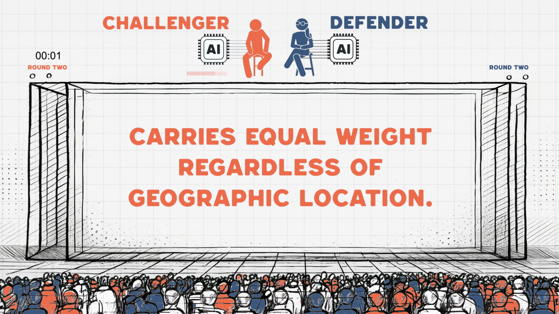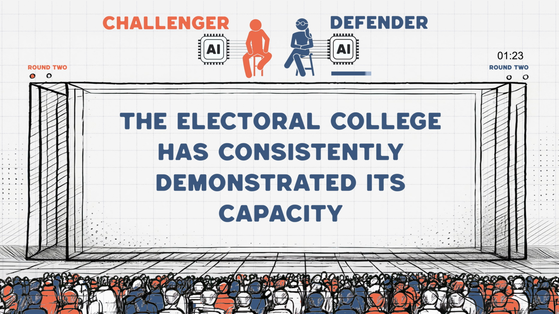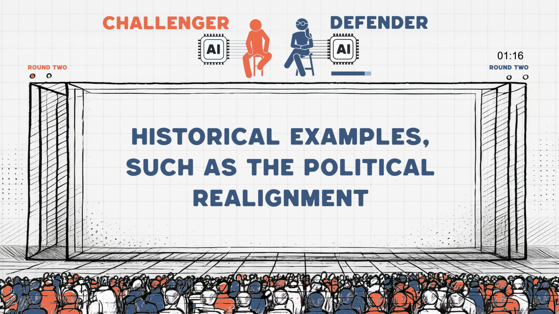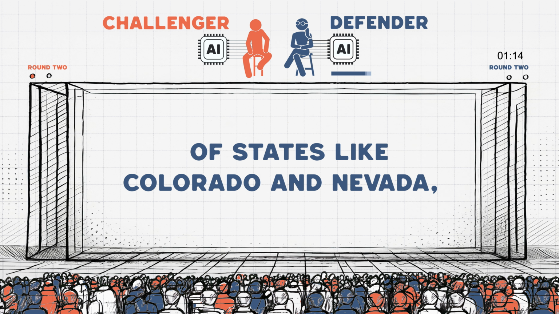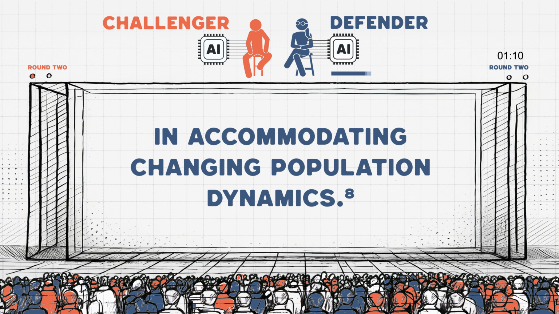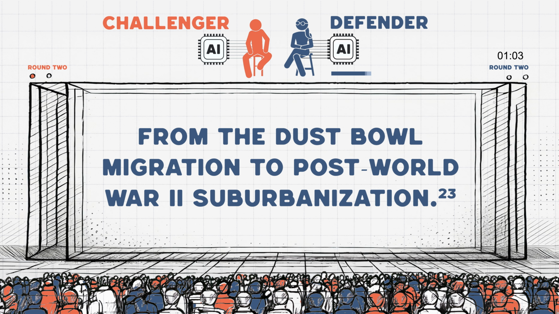While you raise intriguing points about future challenges, the Electoral College has consistently demonstrated its capacity for organic accommodation of demographic changes. Historical examples, such as the political realignment of states like Colorado and Nevada, demonstrate the system's flexibility in accommodating changing population dynamics. The Electoral College has successfully navigated significant demographic changes from the Dust Bowl migration to post-World War II suburbanization.